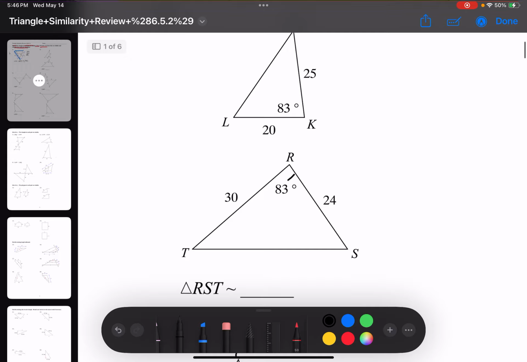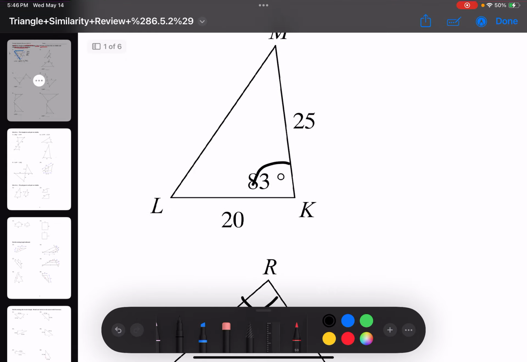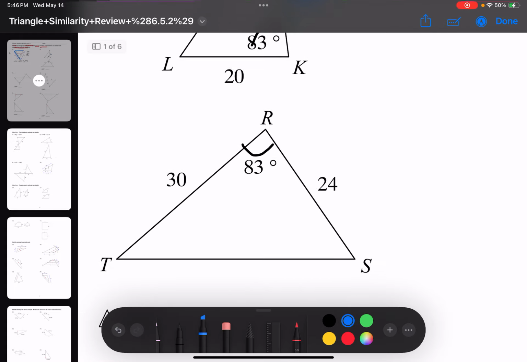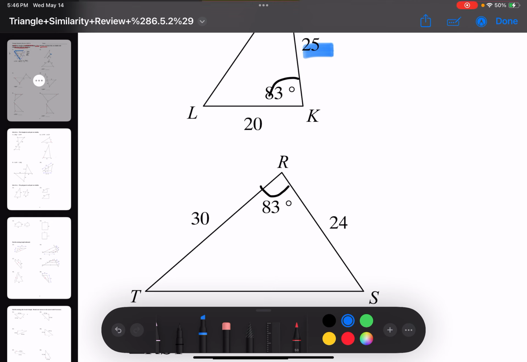Right here we see that there's an angle. Let's draw an angle, and then there's a little number and then a bigger number. Let's do big numbers blue.